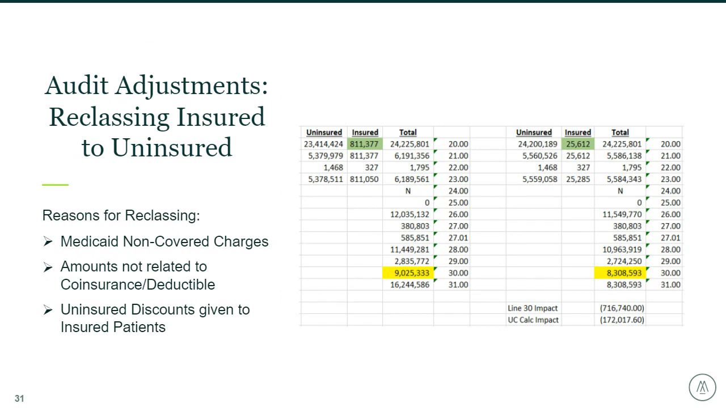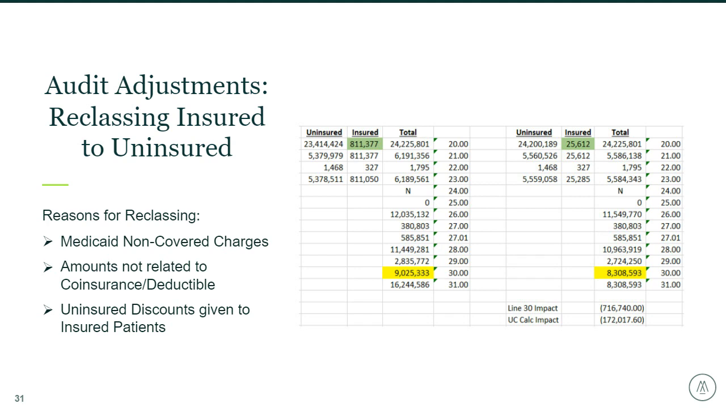So now to discuss one of the most common adjustments that we see for providers that has a substantial impact to the amounts in the flow of line 20, line 30: the reclass of the charges of column 2, insured charity, to column 1, uninsured. On this slide, we've shown an example of one small finding related to the insured, where the amount reported to column 2 did not relate to coinsurance deductible, and therefore the auditor applied an extrapolation to $785,000 from insured to uninsured.